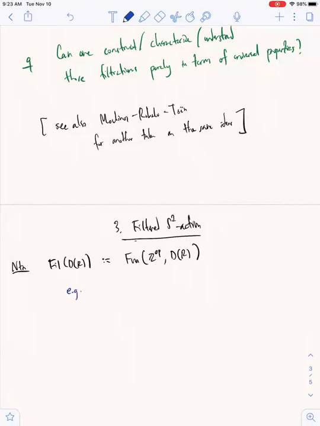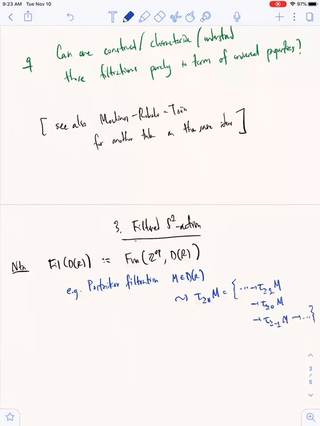So, okay, let me just write an example so you know what I'm talking about. Something I already discussed, a basic example is the Postnikov filtration. If I have an object M in the derived category, then I can extract τ_{≥*}(M). So what is this? It's a diagram of maps consisting of these canonical truncations of my object. Okay, so that's what a filtered object is.